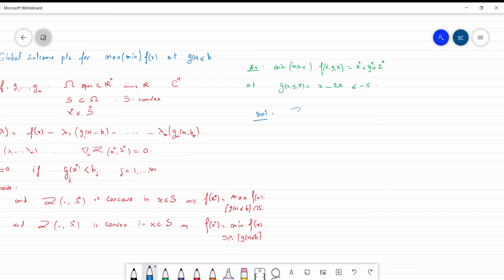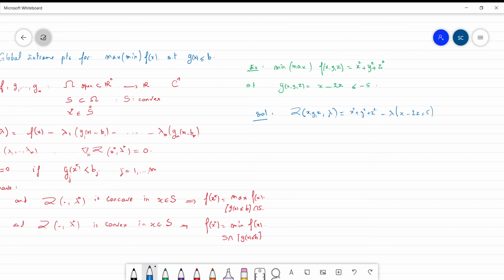So let's introduce our Lagrangian. It will be a function of the variable space, and there is one constraint, so there will be only one Lagrange multiplier. My function is x^2 plus y^2 plus z^2 minus lambda times the constraint, x minus 2z plus 5.